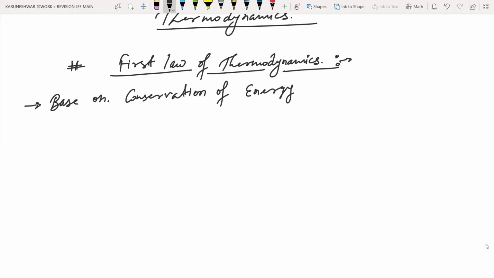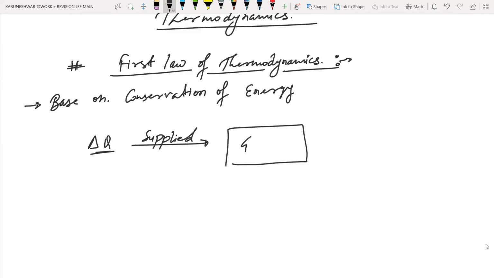And whatever the work done during expansion of the gas. So whatever energy we are providing to the gaseous molecule, let's suppose we are providing delta Q energy to the gaseous body. Then based on this energy conservation, or the first law of thermodynamics, what will happen to this gaseous molecule is there will be an increase in the internal energy. So you are providing some heat to the gaseous molecule, and that increases the internal energy.